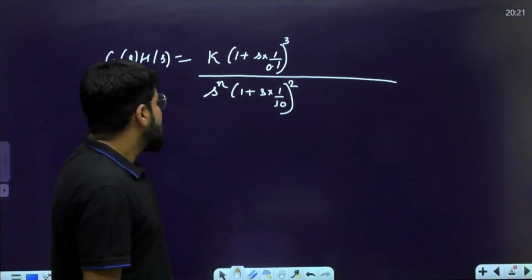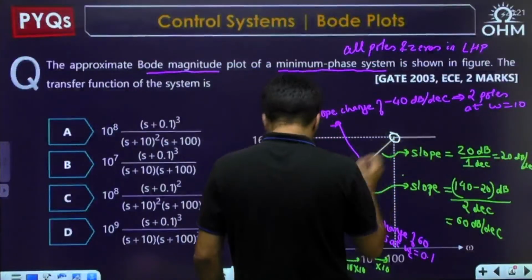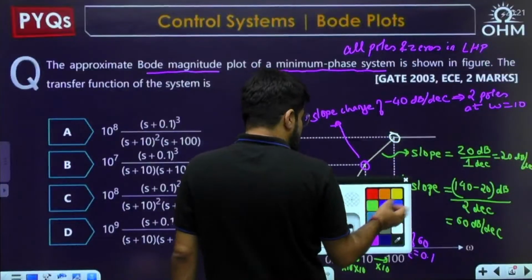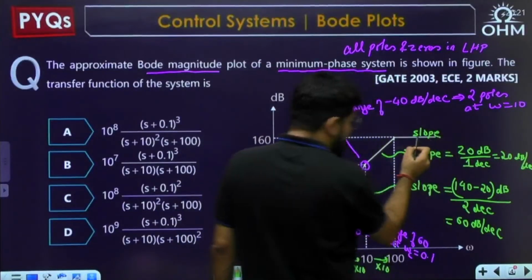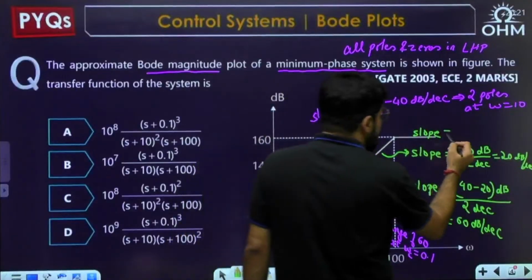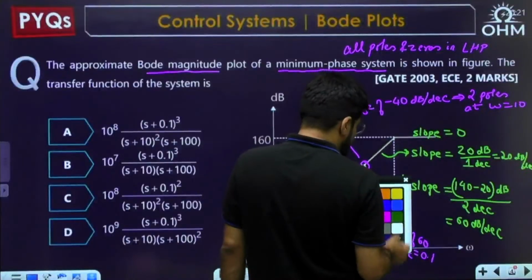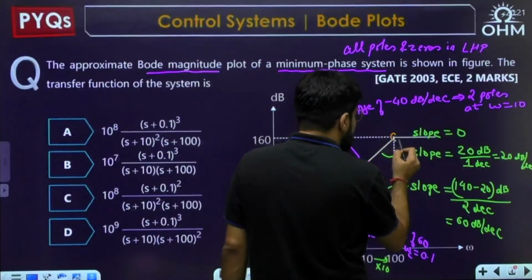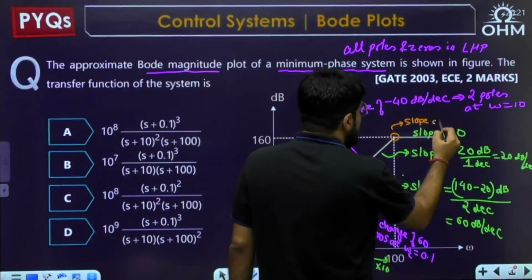Okay. Next. Now look into it. Again, here there is going to be a slope change. So how much is the slope, dear? Finally, this line is again parallel to the x-axis, so 0 slope. Let me write down the slope change. How much is the slope change here?